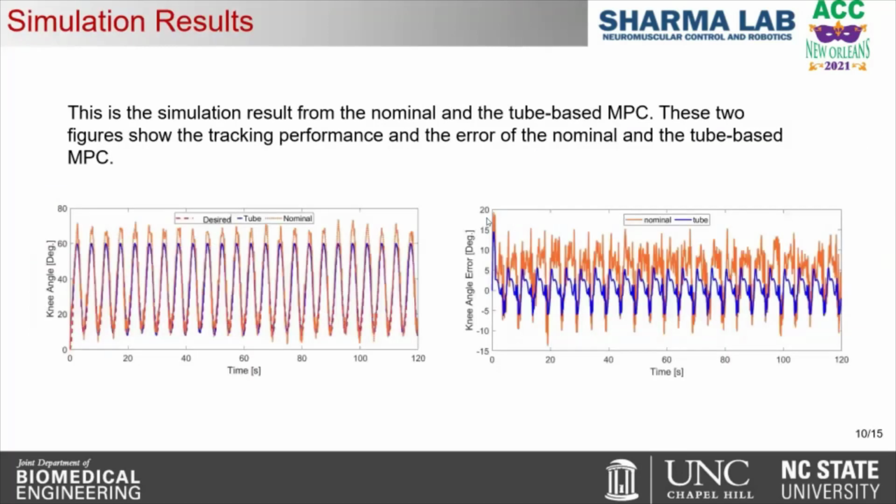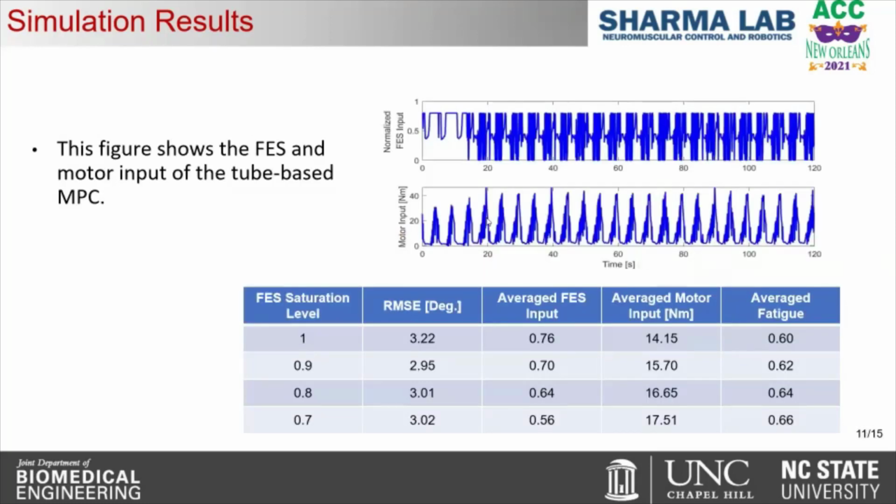This shows the results of simulation. Two controllers: a nominal MPC without feedback and an MPC with a Q-based feedback controller. The root mean square error of the nominal MPC is 50% greater than the Q-based MPC. This significantly shows the improvement of the Q-based MPC. This figure shows the FES and motor input allocation and also the ability despite different input saturation levels.